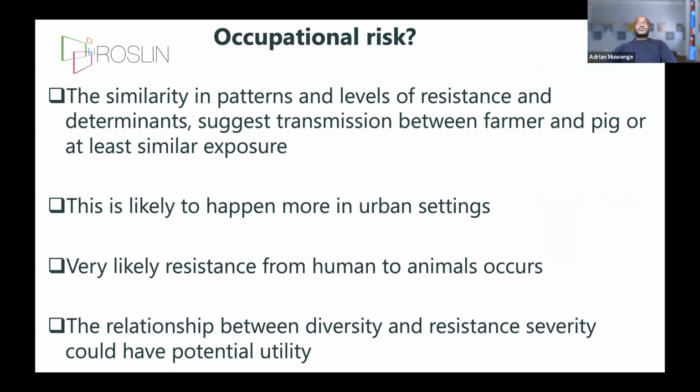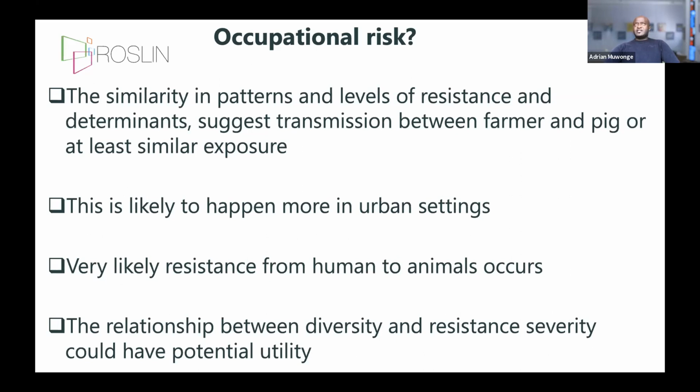But based on the profiles of the fundamental characteristics relating to resistance, I think that relationship is likely transferring microbes across, and some of them will be carrying resistance. This is likely to happen more in the urban settings. It's very likely that humans are also seeding resistance into the animals in these settings. And just food for thought.